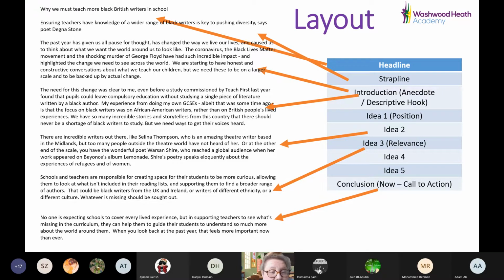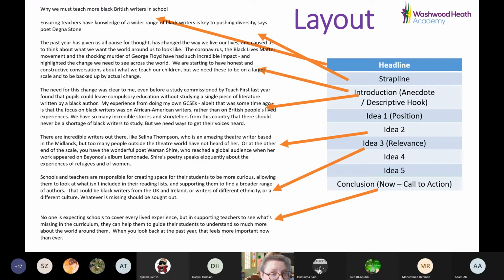The past year has given us all pause for thought, has changed the way we live our lives and caused us to think about what we want the world around us to look like. The coronavirus, the Black Lives Matters movement and the shocking murder of George Floyd have had such incredible impact and highlighted the change we need to see across the world. We're starting to have honest and constructive conversations about what we teach our children, but we need these to be on a larger scale and backed up by actual change. So that operates as an anecdote because they're making references to things that we can relate to.